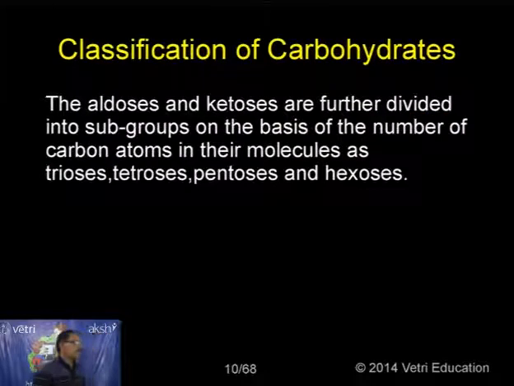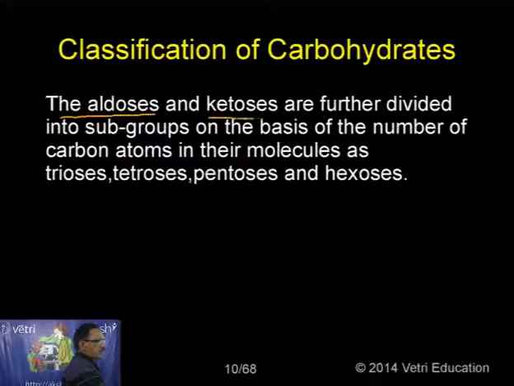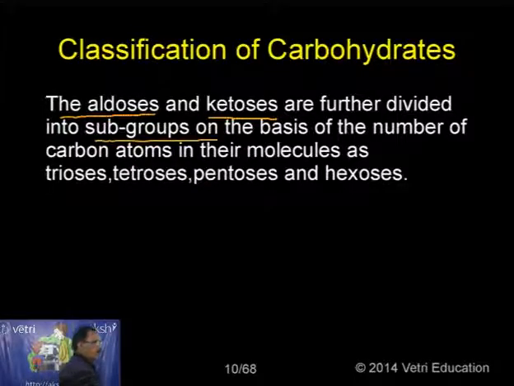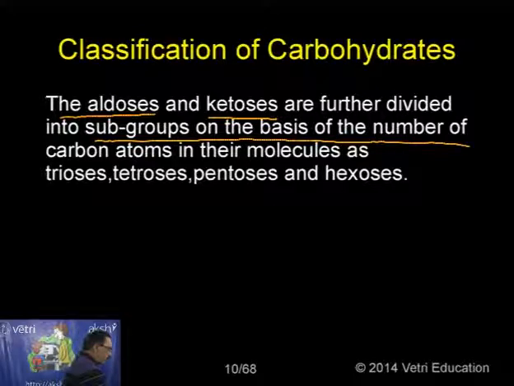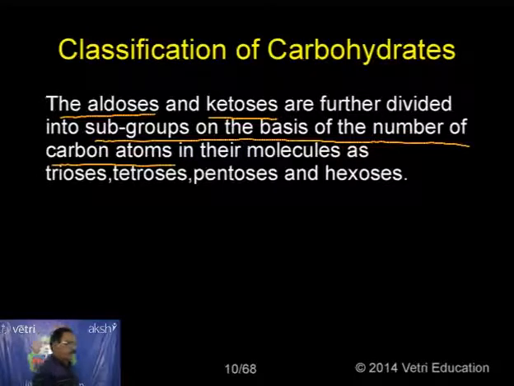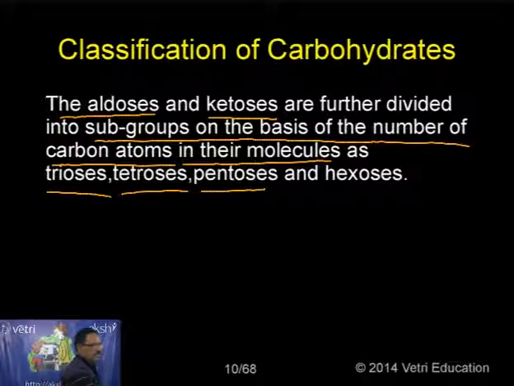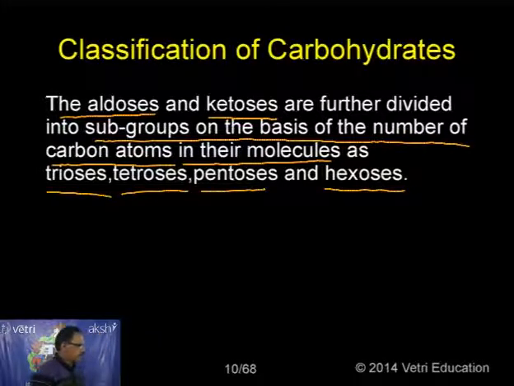Further, the aldoses and the ketoses are divided into subgroups on the basis of the number of carbon atoms. This is the most important classification. Based on the number of carbon atoms in their molecules, they are trioses, tetroses, pentoses and hexoses.